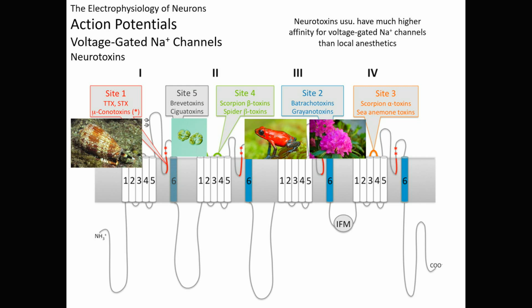My comment here that I have on the screen is that neurotoxins are usually much more potent than local anesthetics. So they can actually bind to the voltage-gated sodium channels even at relatively low concentrations. So they're very potent inhibitors. Nature has done a great job of creating these really quite toxic poisons.